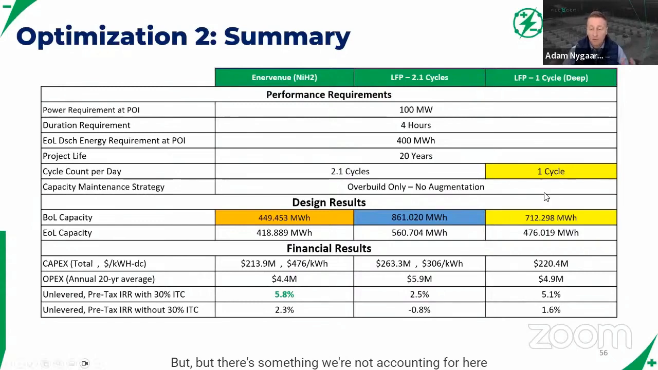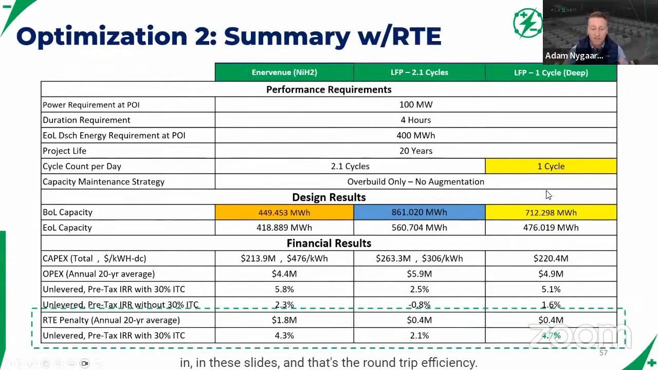So that's the point, but there's something we're not accounting for here in these slides, and that's the round trip efficiency. In the case where you have a toll agreement with an offtake utility, you aren't really paying for that on an ongoing basis, more than likely. It's something you negotiated up front and why you were able to offer that $15 per kilowatt month offtake agreement rate, or PPA rate, if you want to call it a PPA rate, in the first place. And so you probably would have needed to come under that given the less round trip efficiency that the NRV product has. So what we did here is we calculated a round trip efficiency penalty.